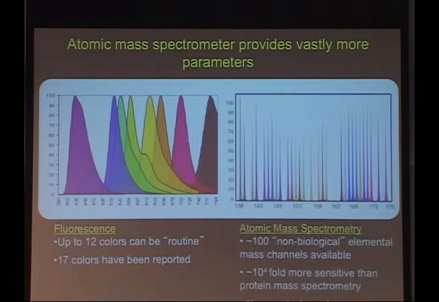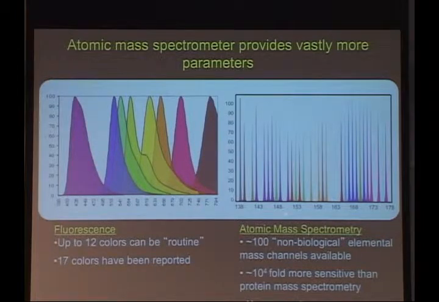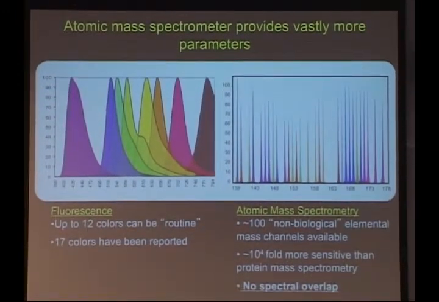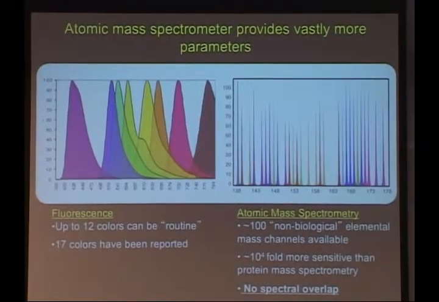So with mass cytometry, the idea is instead of using fluorophores as reporters, we use pure mass isotopes. And looking at this spectrum here, you can see just from this illustration that the big difference is you don't have what we call spectral overlap. So in the case of fluorophores, the emission of one overlaps into the next, and there's lots of tricks to get around that, but ultimately it's a physical limitation.